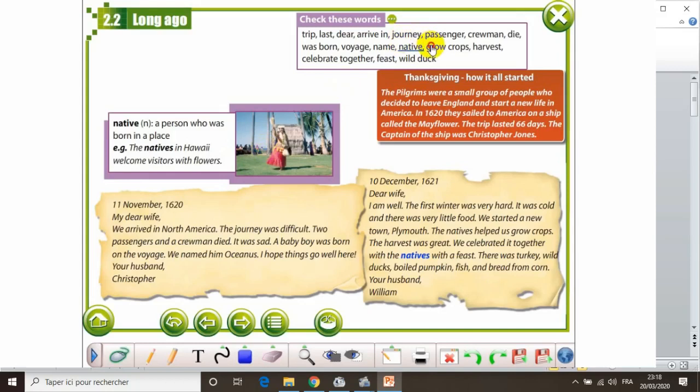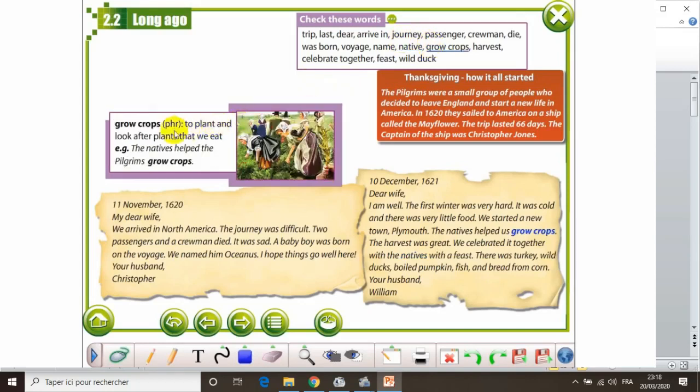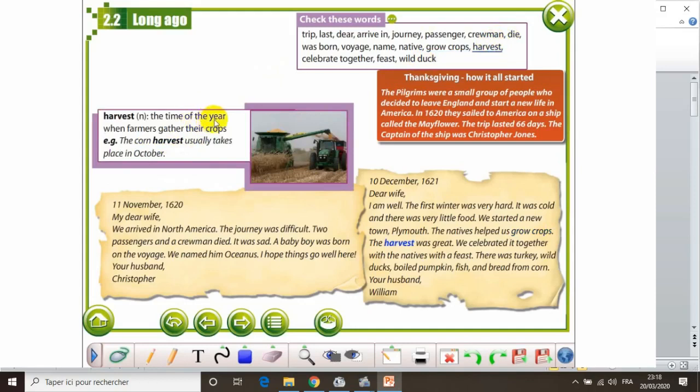Grow crops. To plant and look after plants that we eat. The natives helped the Pilgrims grow crops. Natives means the original inhabitants. Harvest. The time of the year when farmers gather their crops. Okay, when do you see this picture, or this scene? At the end of the year. So, this is what we call the harvest. It usually takes place in October. This is in America, not here in Morocco.